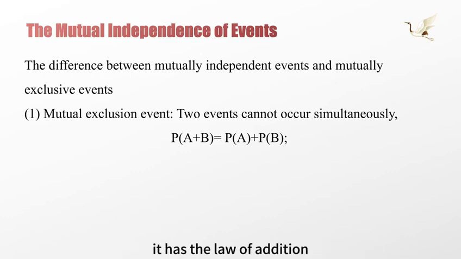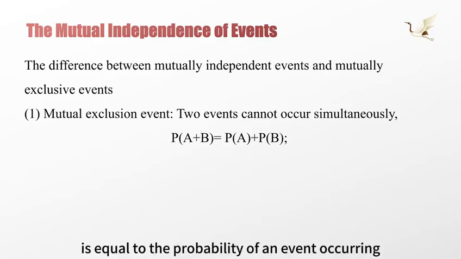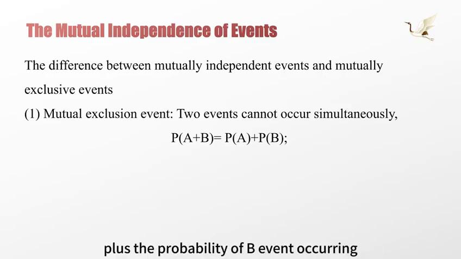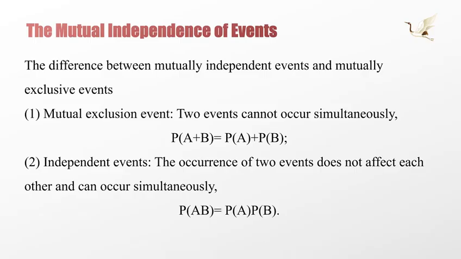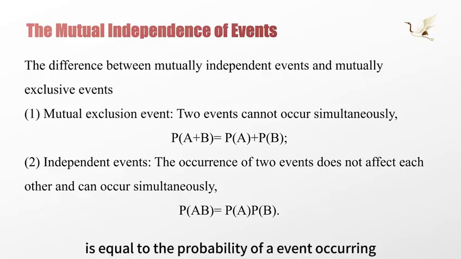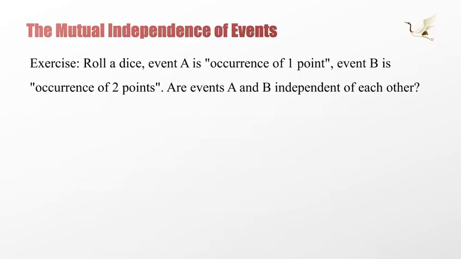It has the law of addition, where the probability of the sum of events A and B is equal to the probability of event A occurring plus the probability of event B occurring. And for independent events, the occurrence of these 2 events does not affect each other, they can occur simultaneously. It has a multiplication formula. The probability of event AB occurring is equal to the probability of event A occurring multiplied by the probability of event B occurring.